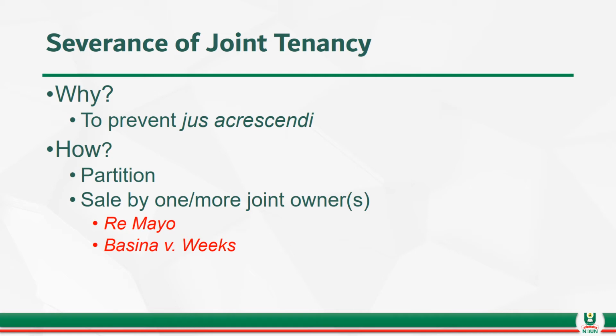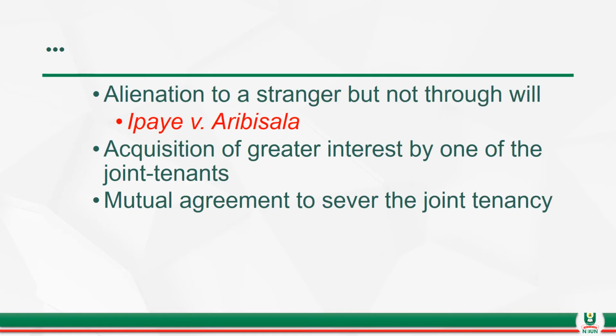You can do it by sale, where one of the joint owners sells his interest, and for that you can see the case of Mayo. You can also do it by alienation to a stranger, where one of the tenants alienates the land to a stranger, but not by will. So in Ipaye and Aribisala, the alienation was by mortgage, right? Two brothers had joint tenancy over land that they got from their mother.